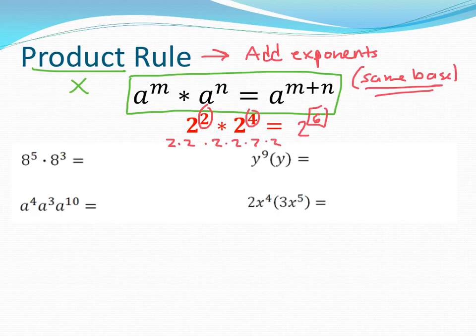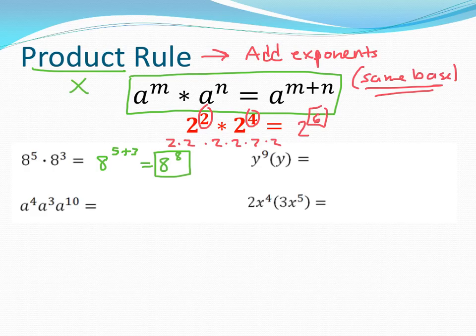First one, I have 8 to the 5th times 8 to the 3rd. So these ones, again, notice same base. Bases are both 8. So what I can do is simply add the exponents, so 5 plus 3, what would that give me? 8 to the 8th power. That would be my final answer. Makes it a lot simpler, don't you think, instead of expanding and condensing back down?